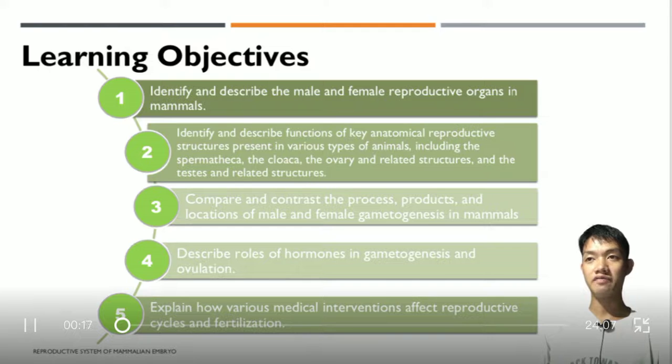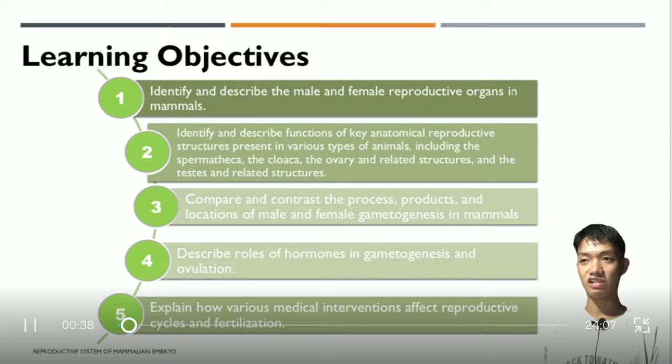So, for our learning objectives, first is to identify and describe the male and the female reproductive organs in mammals. Here I am going to tackle my part, which is the male reproductive system of the mammalian embryonic. Second is to identify and describe functions of key anatomical reproductive structures present in various types of animals, including the spermatheca, the cloaca, the ovary and related structures, and the testes and related structures.